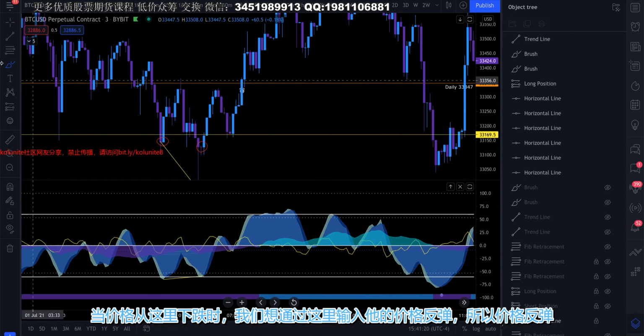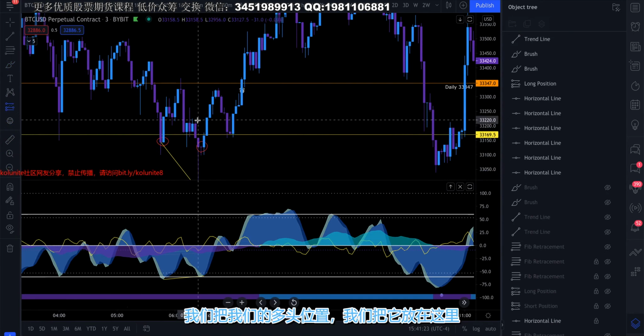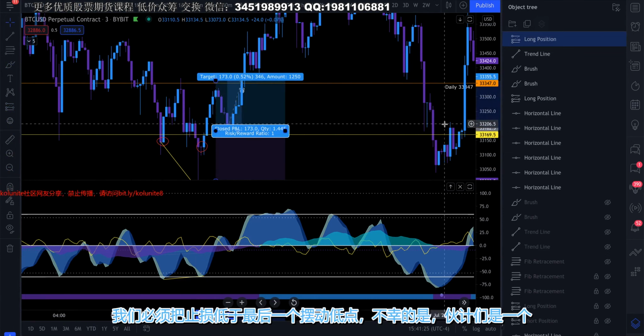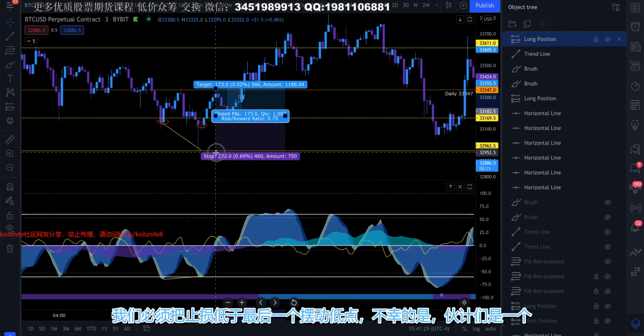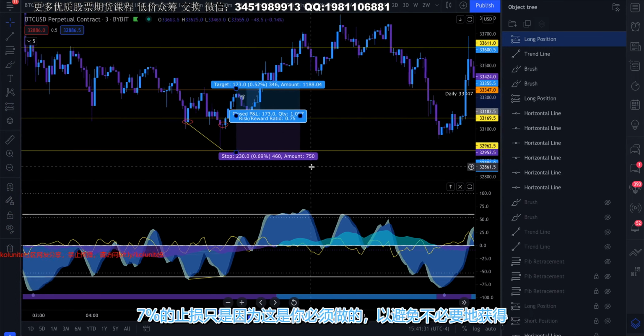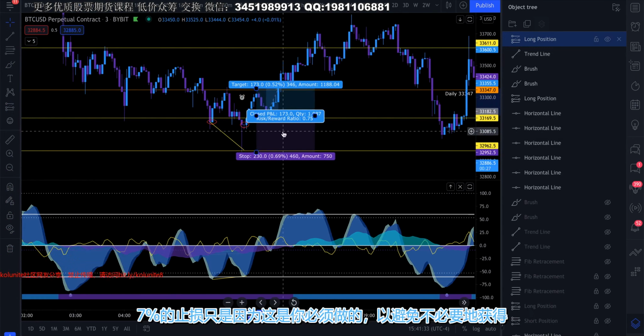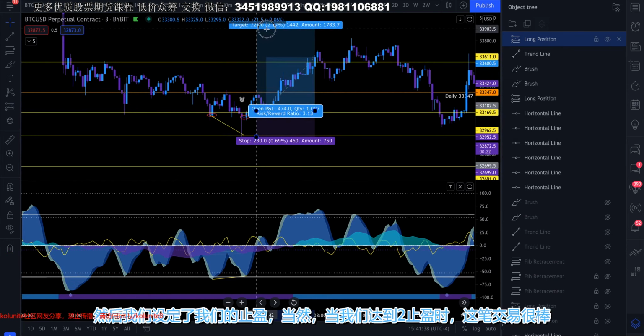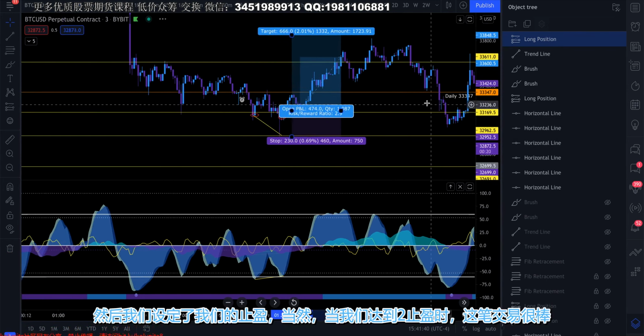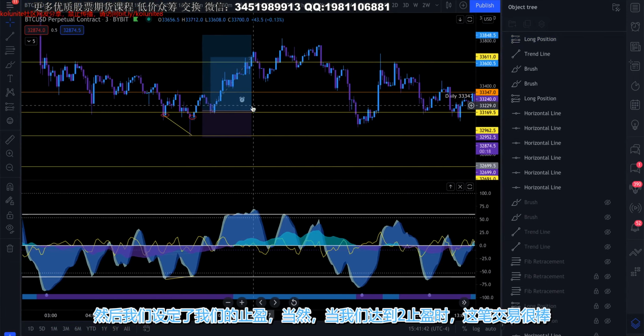So as price is bouncing back up, we take our long position, we put it right here. We have to put the stop loss below the last swing low, which unfortunately, guys, is a 0.7% stop loss, just because that's what you have to do to avoid getting wicked out unnecessarily. And then we set our take profits along the way up. And of course, this trade was a great one.